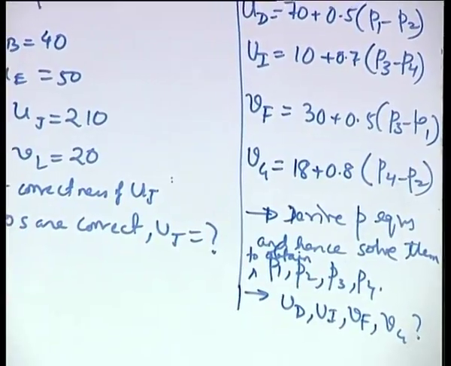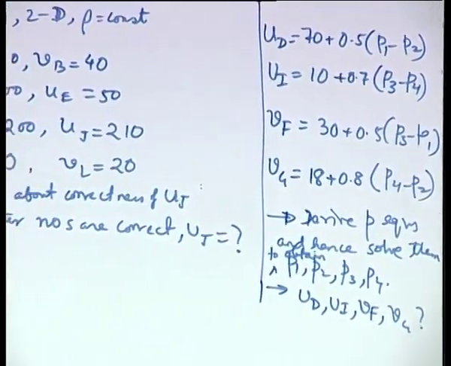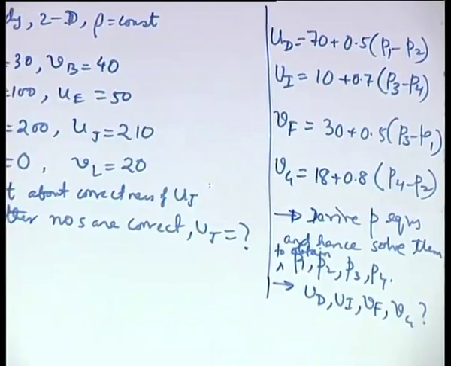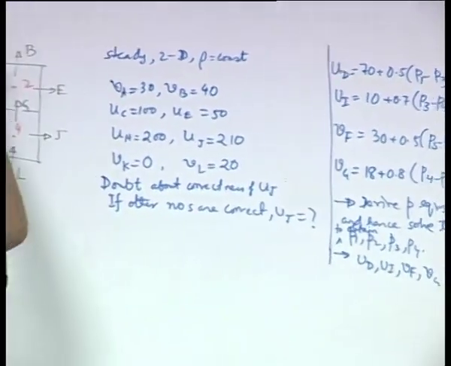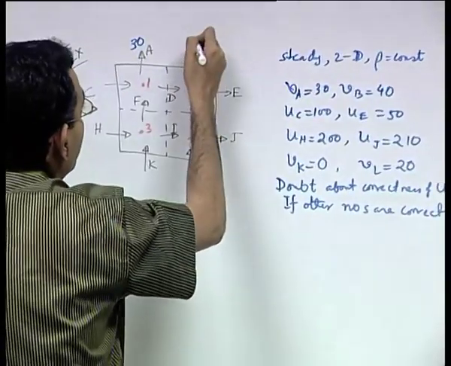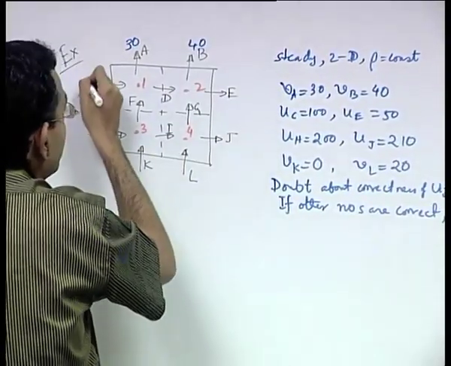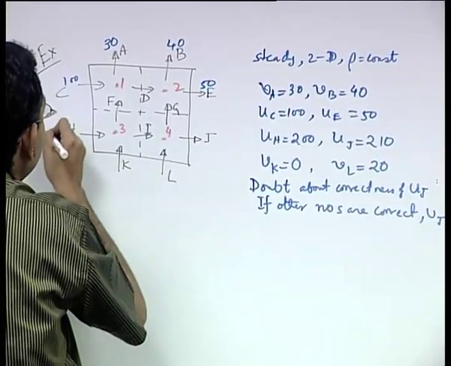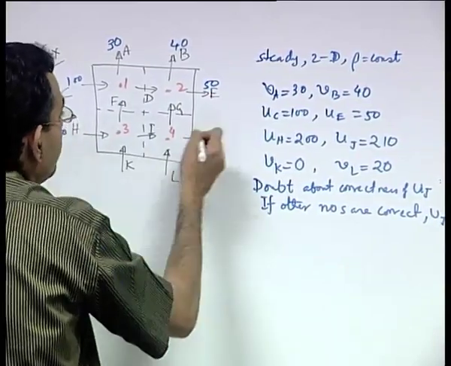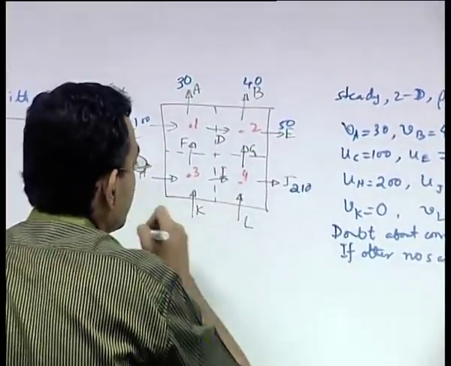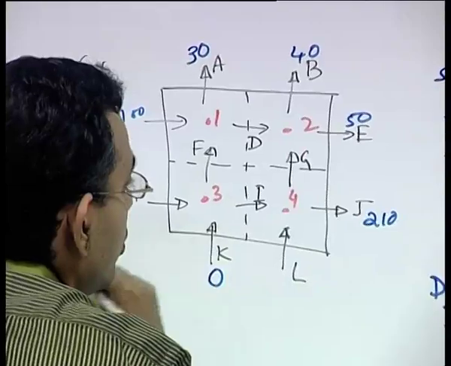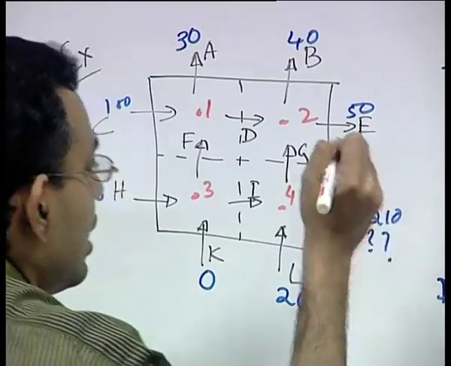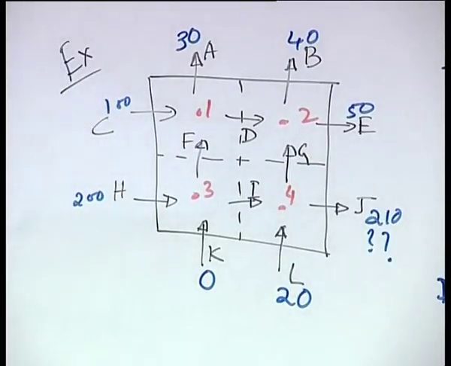Okay. So, let us proceed step by step. Let us mark the values which are given. So, you are given Va equal to 30, Vb equal to 40, Uc equal to 100, Ue equal to 50, Uh equal to 200, Uj equal to 210, Vk equal to 0, Vl equal to 20. There is some doubt about the correctness of Uj.